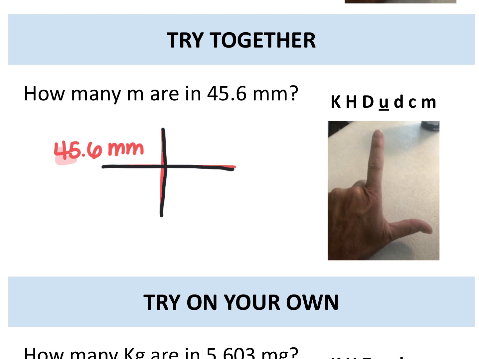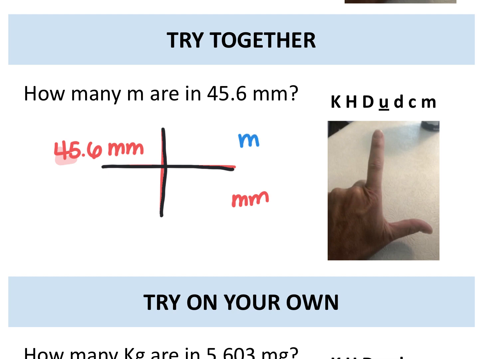want to make sure that you're diagonally cross-canceling your given units. In this case, because I'm dealing with millimeters in the beginning, I know that I need to have millimeters in the bottom. Whatever my target is going to go into the top corner. So in this case, my target is meters.